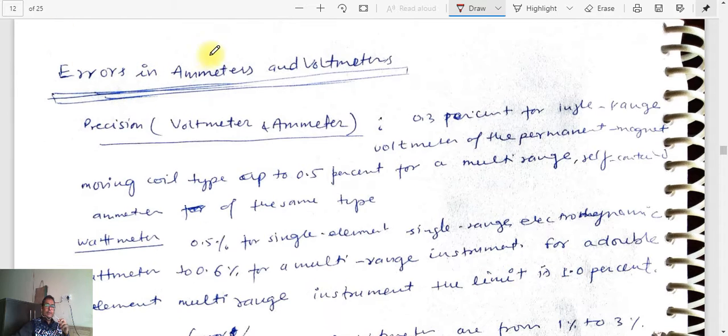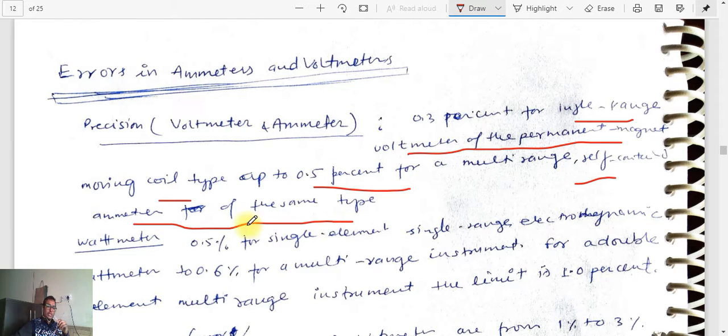And what is the error in the ammeter and the voltmeter? Let us see the precision. It is 0.3 percent for a single range voltmeter of the permanent magnet moving coil type, up to 0.5 percent for a multi-range ammeter of the same type.